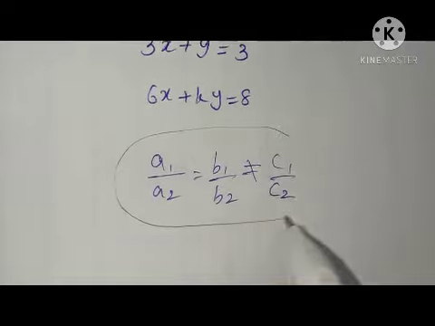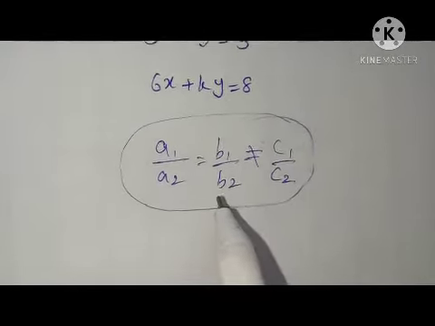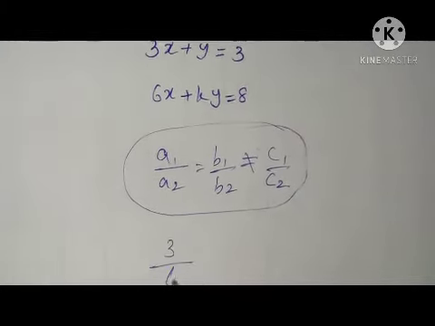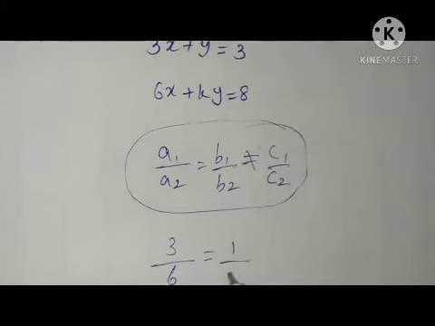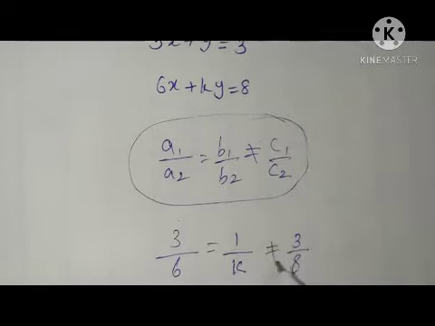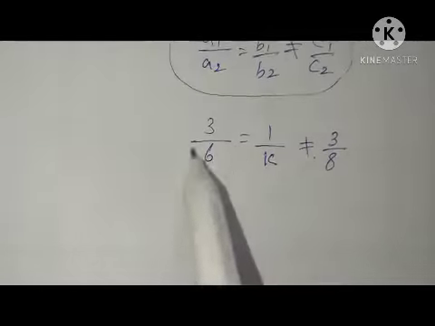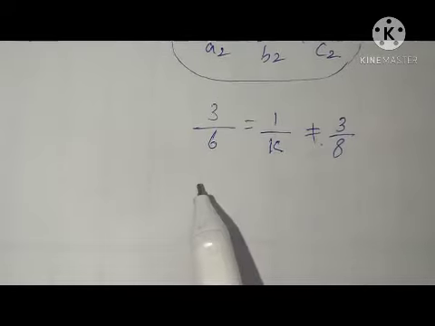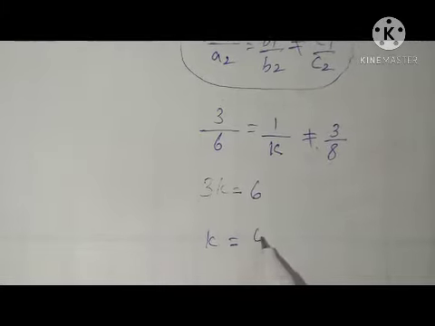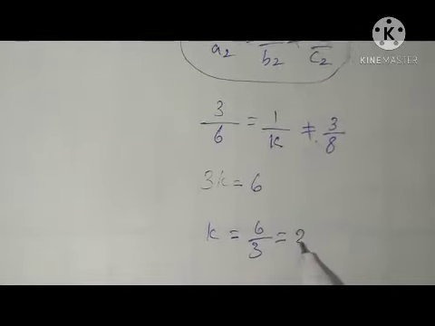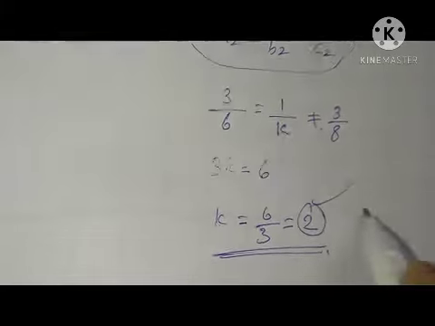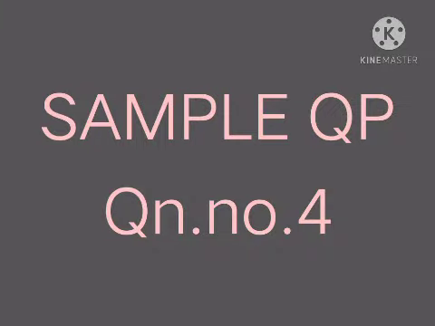This condition you should identify. Then we can substitute the values. A1 is 3, A2 is 6, B1 is 1, B2 is k, then 3 by 8, C1 and C2. Now we can equate these two and get the value of k. So 3k equals 6. So k equals 6 by 3 equals 2. So what is the value of k? It is 2.